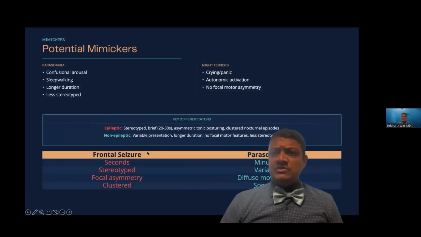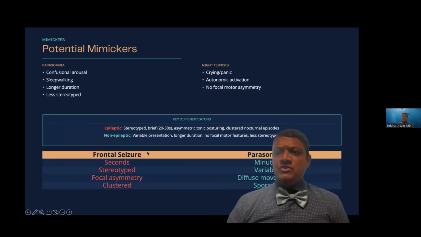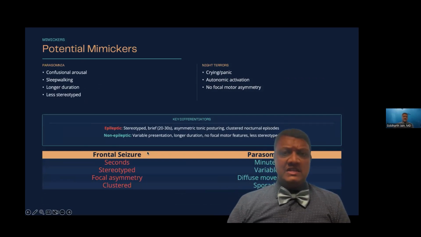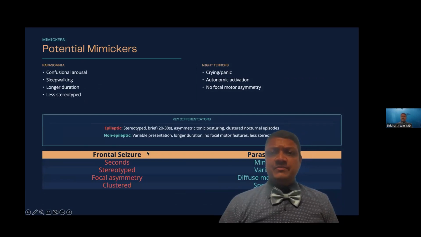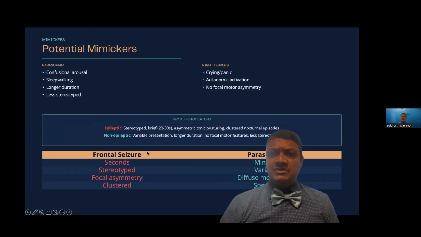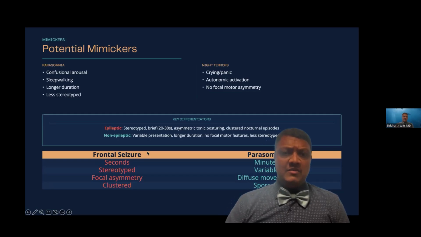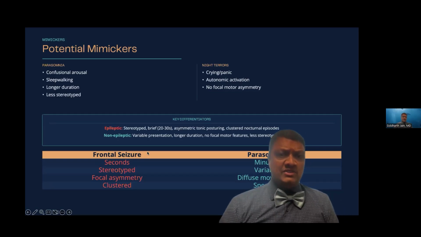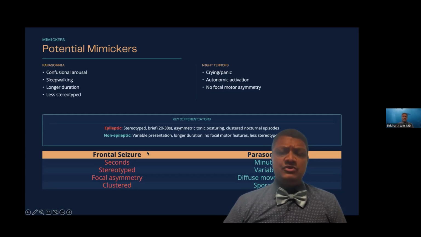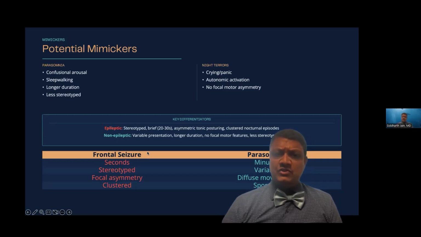What else could similar symptoms be? Parasomnias, confusional arousal, sleep terrors, non-REM parasomnias in general, and even psychogenic events. Psychogenic events are, of course, less likely given that they are arising from sleep. The key distinguishing feature, again, is that stereotypy strongly favors epilepsy. Parasomnias usually are much longer, lasting for minutes. Semiology is variable. Movements are diffuse and not very specific, and they tend to be sporadic and don't tend to cluster.